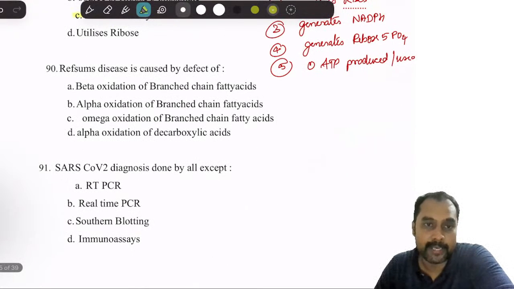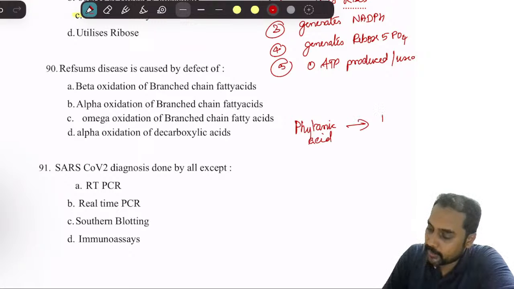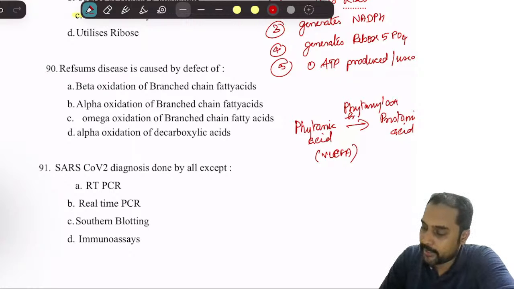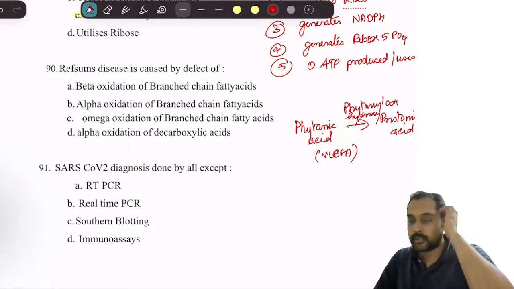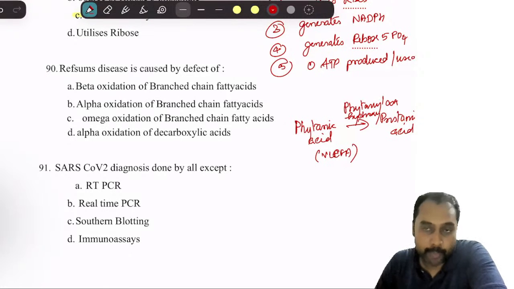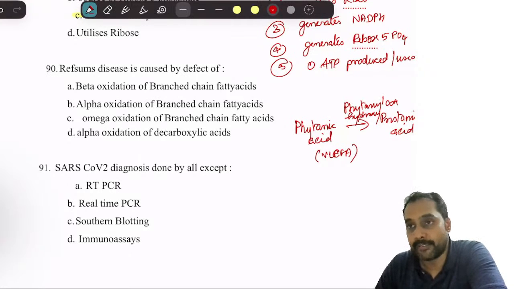Refsum's disease is caused by defect of. So what is Refsum's disease caused by? It is the defective conversion of phytanic acid to pristanic acid. Now this is a very long chain fatty acid. So the enzyme name is phytanoyl-CoA hydroxylase. So because of this, phytanic acid accumulates in the brain, it accumulates in the eyes, and then there is also anosmia, partial blindness, deafness, neuropathy, paresthesias, all those things.